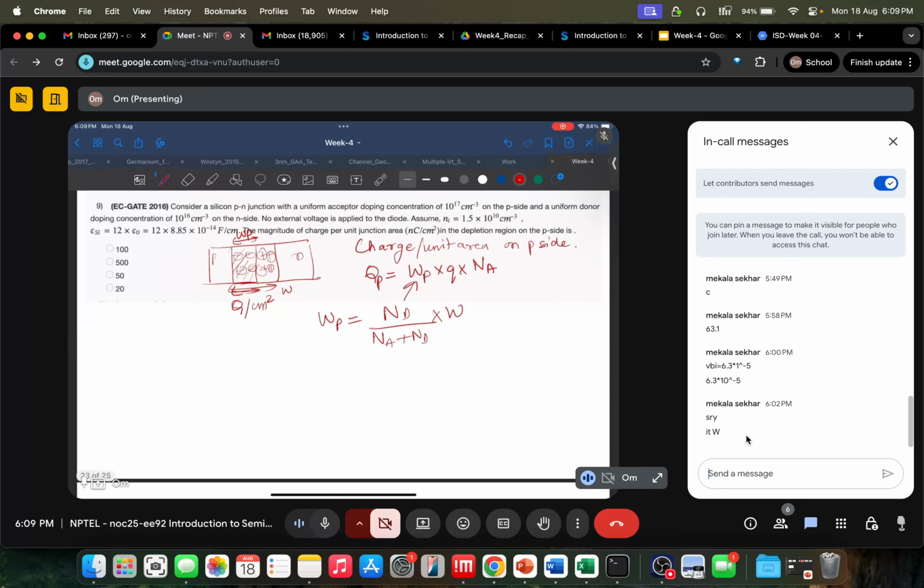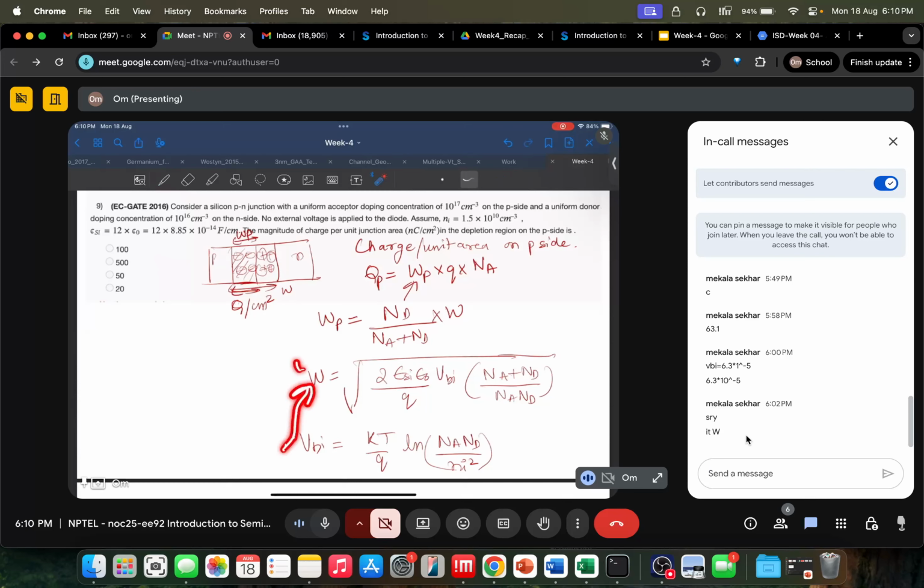Now to find this, we need to find W, and W is under root 2 epsilon SI epsilon naught upon Q VBI plus ND upon ND, and VBI will be KT by 2 ln NA ND by NI square, right? So we need to find everything starting from VBI to W, then W to WP, then WP to QP. This will be our final answer.